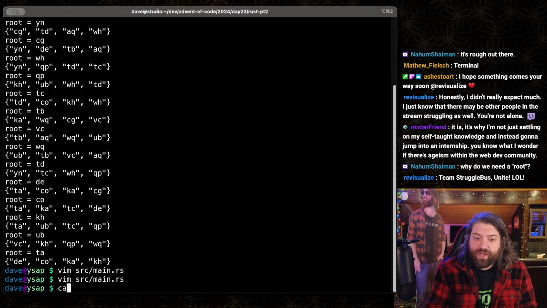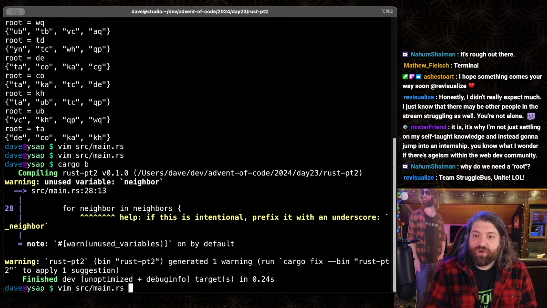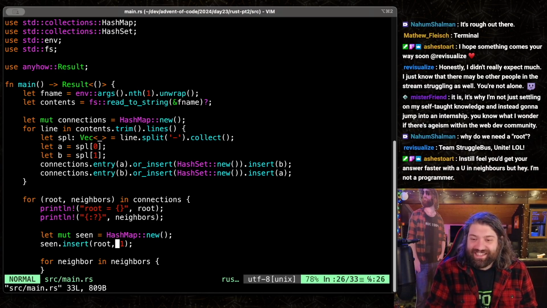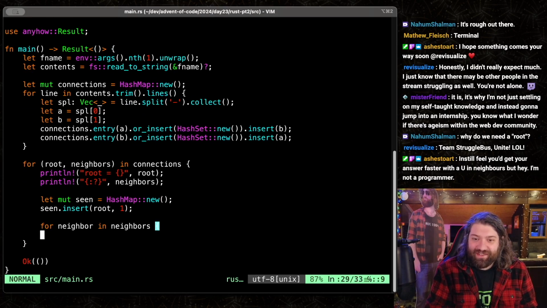Why do we need a root? I have no idea. I'm trying to figure that out. I'm literally just coding and figuring it out as I code, so I can't answer that question. There's not too much critical thought going into this right now. I'm just winging it.